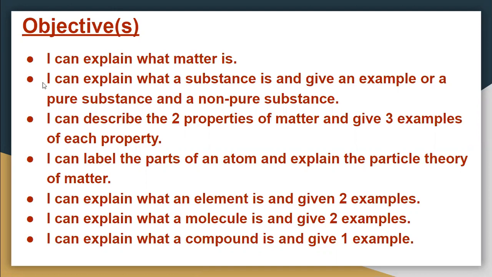So the objectives are: I can explain what matter is, I can explain what a substance is and give an example of a pure substance and a non-pure substance. I can describe the two properties of matter and give 3 examples of each property. I can label the parts of an atom and explain the particle theory of matter. I can explain what an element is and give 2 examples. I can explain what a molecule is and give 2 examples. I can explain what a compound is and give 1 example.